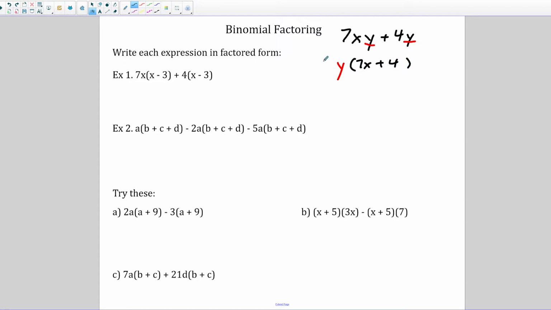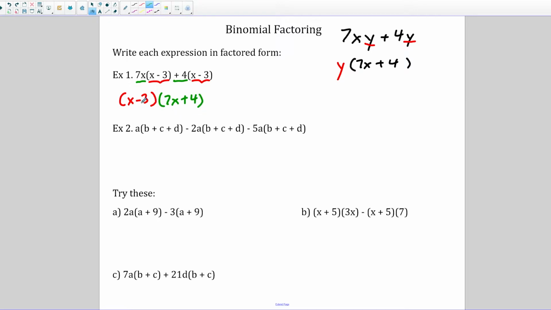We want to be able to apply that same logic to binomial factoring. We notice here that this x minus 3 is a common factor to both the 7x and this positive 4. What that means is we can factor that out, bring that out to the front, and we want to think about what's left over. And the thing that's left over is going to be 7x plus the 4.